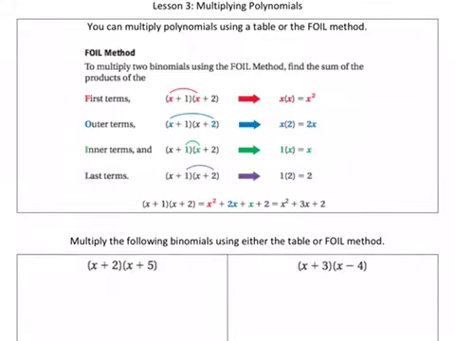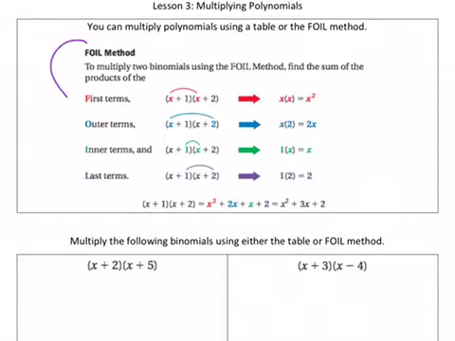Today we're going to work with polynomials and multiplying them. Now there are many different ways to learn how to multiply polynomials. My personal favorite is the FOIL method. So we're going to learn about how to do the FOIL method in our examples today. And you do this with binomials. So when you have two binomials, this is what you will use.